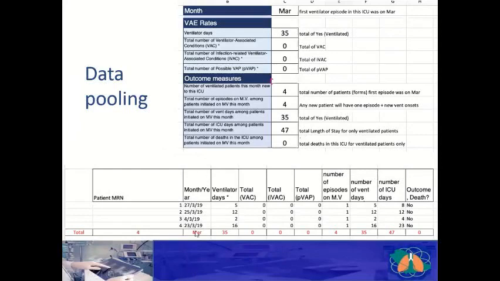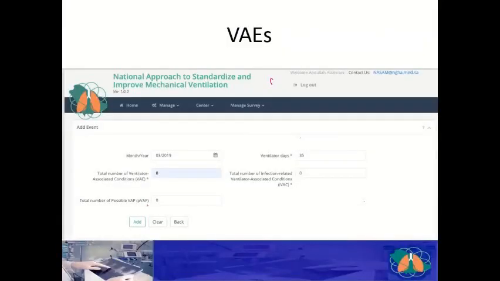So the patient was started in March. This is why we chose March. And we had 35 ventilator days because we counted the number of days in each form, and we summed them together, with 0 ventilator-associated events. So this is how it looked.